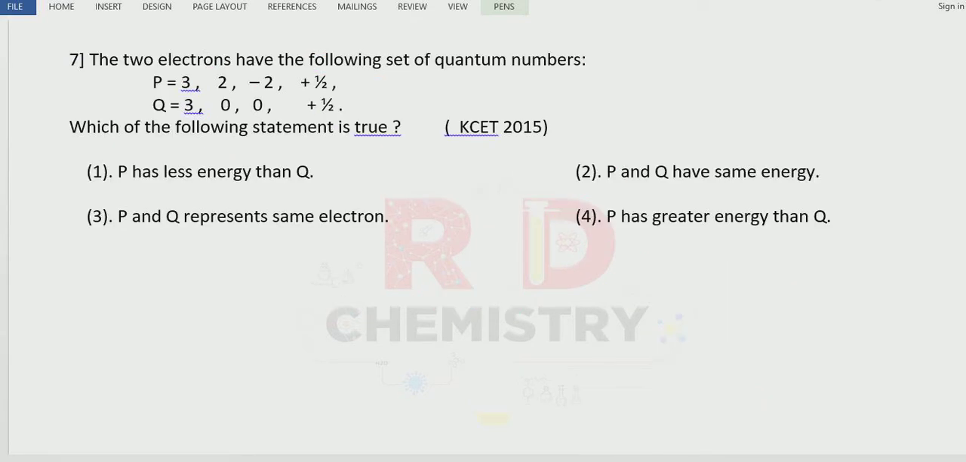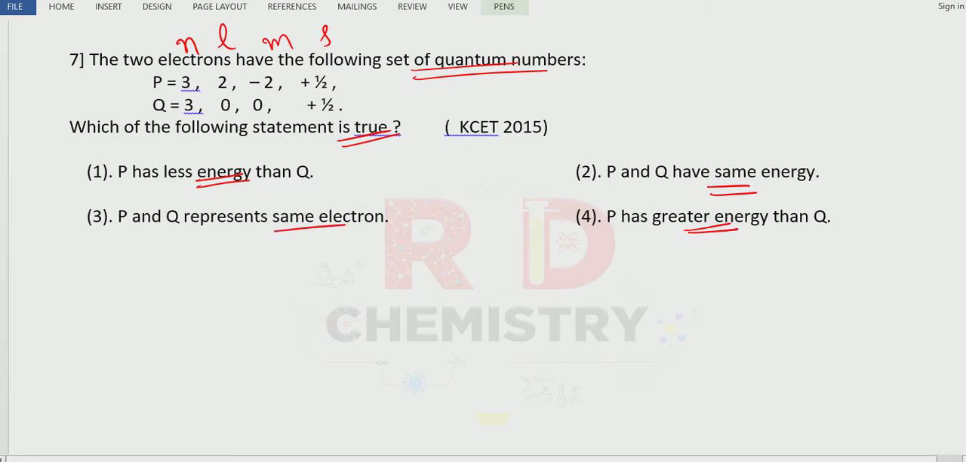Question number 7. Two electrons have the following quantum numbers. They are given in the form of n value, l value, m value, and s value, that you have to remember. Which of the following statements is true? Here they are giving statements about the energy. They cannot be the same electron, because if the two electrons are the same, then the values of the quantum numbers should be the same. There are different values in the two sets.